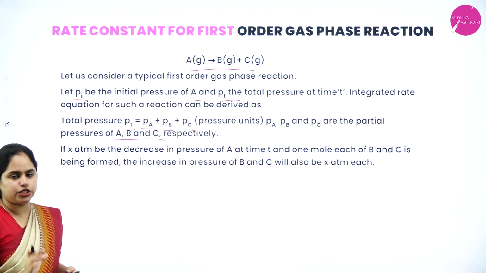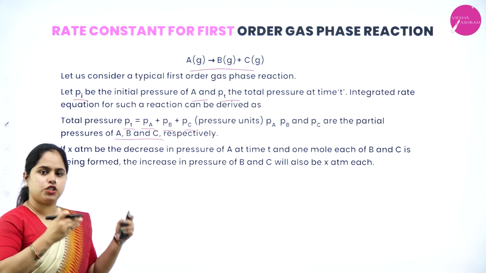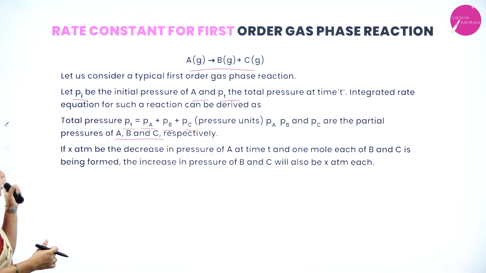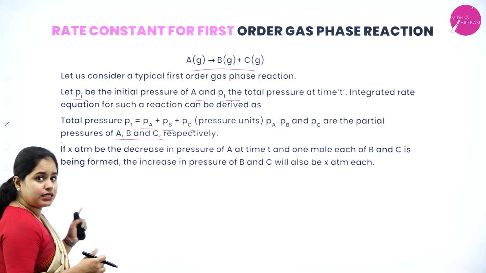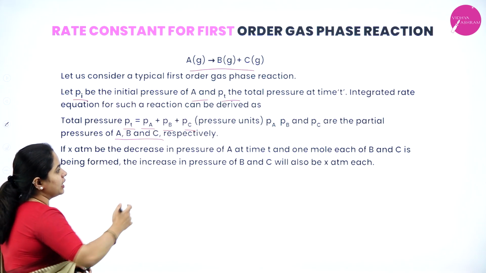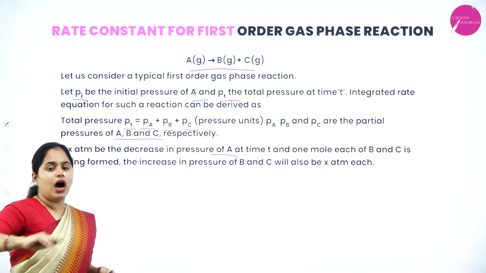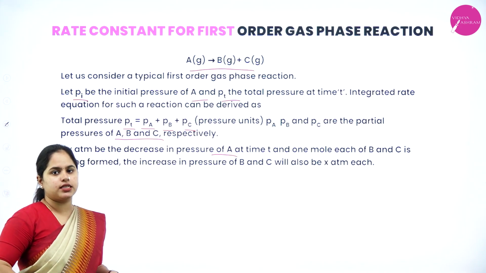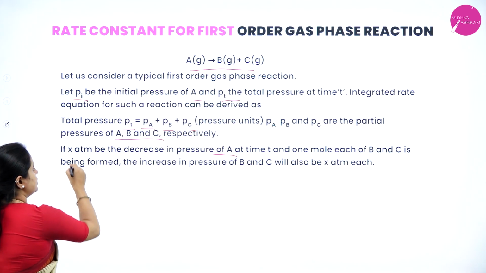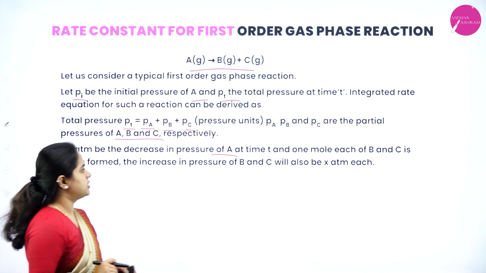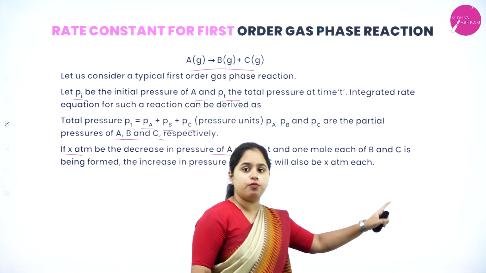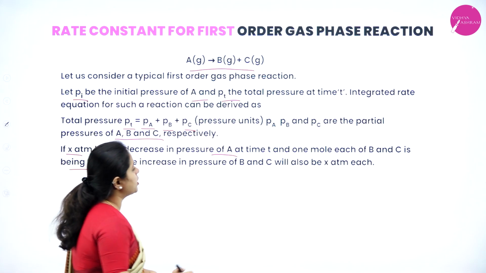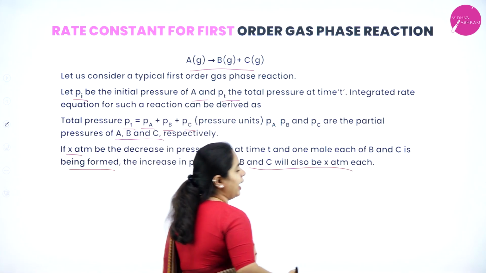So the total pressure will be equal to the partial pressure of A plus B plus C. Okay, so I hope it is clear. Now if x atm is the decrease in pressure of A, after time t, what happens to the pressure of A? It will decrease. By how much it is decreasing, we are considering it is decreasing by x. And 1 mole of each of B and C is being formed, so the increase in pressure of B and C will also be x atm each.